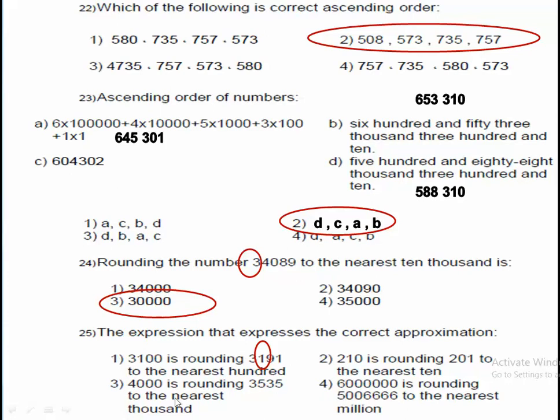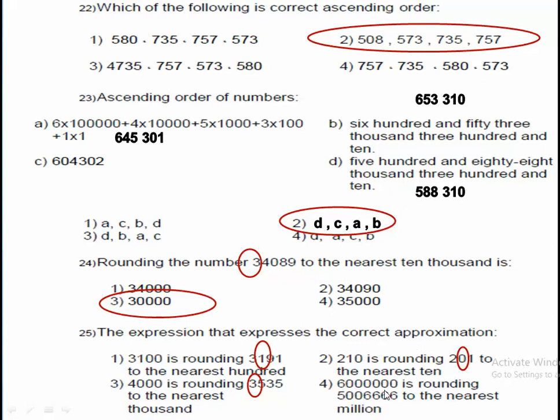The next number, 3,535 to the nearest 1,000. The 1,000 digit here is 3 and the 5 will increase it to be 4. It will be 4,000. Okay, here to the nearest 10. So 0 here is the tens digit and the 1 does not change it, so it will be 200, not 210.